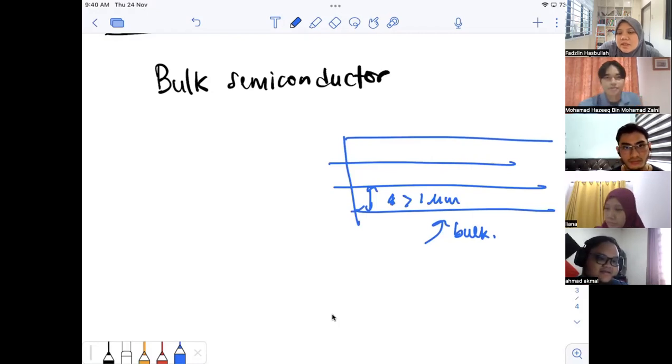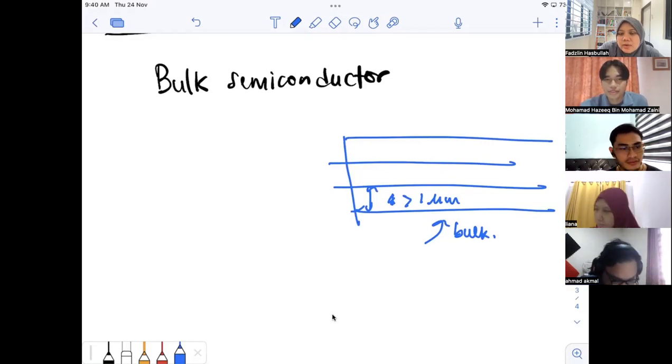Saya ajar sikit sini, nanti awak baca sendirilah. Awak pergi tengok banyak, or you can go and read about quantum dot and quantum well. Okay, before we talk about quantum dot and quantum well, why do we have quantum dot and quantum well? Can you hear me smoothly or lagging? Yes, okay.